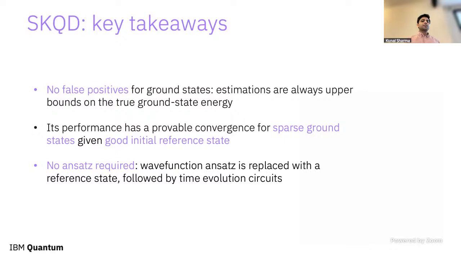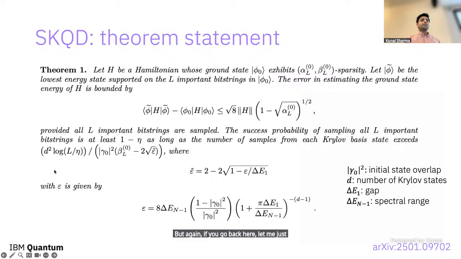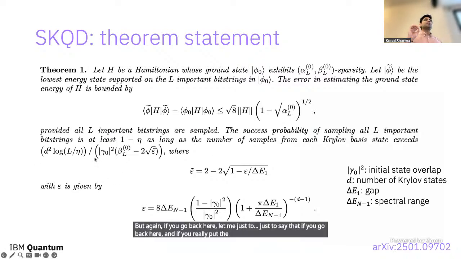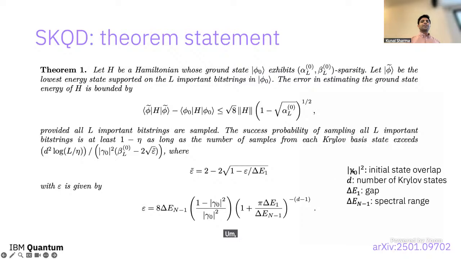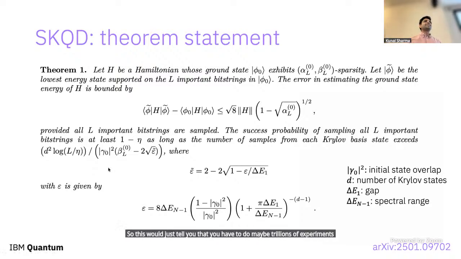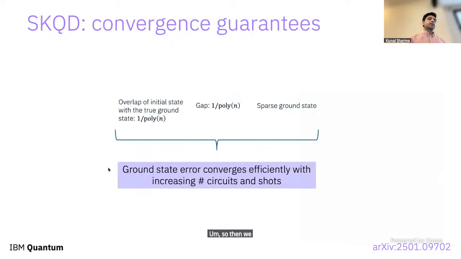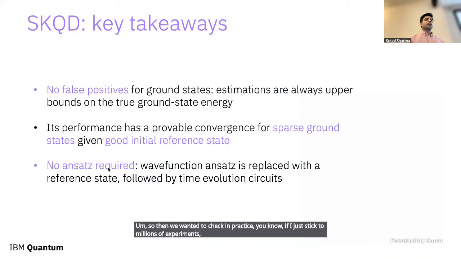Okay, so that sort of covers the theory part of our work, where under these assumptions, we could prove that this method could work. But again, if you go back here and you really put in the numbers for specific values of initial state overlap and the gap, theory bounds are always loose. So this would tell you that you have to do maybe trillions of experiments, not millions. So then we wanted to check in practice, if I just stick to millions of experiments, could I get good energies or not?